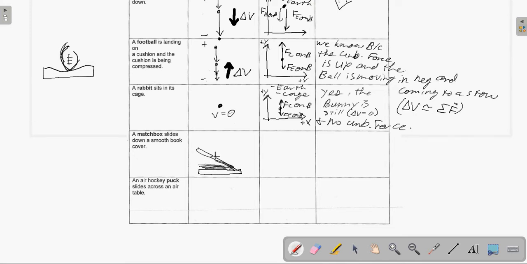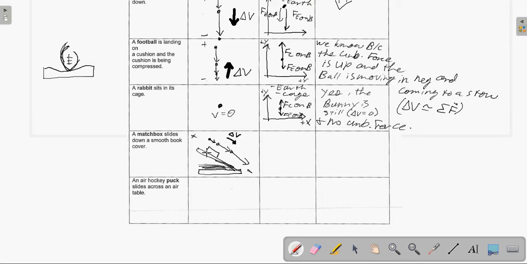So here's our book, here's our matchbox, and the matchbox is sliding down the book cover. So our motion diagram, in this case, if we call this positive, let's call this negative, you're going to have this not moving with a constant velocity, but slowly getting faster in this direction, because the acceleration from the Earth is still going to affect it. And so in this case we'll have a delta V arrow going this way.